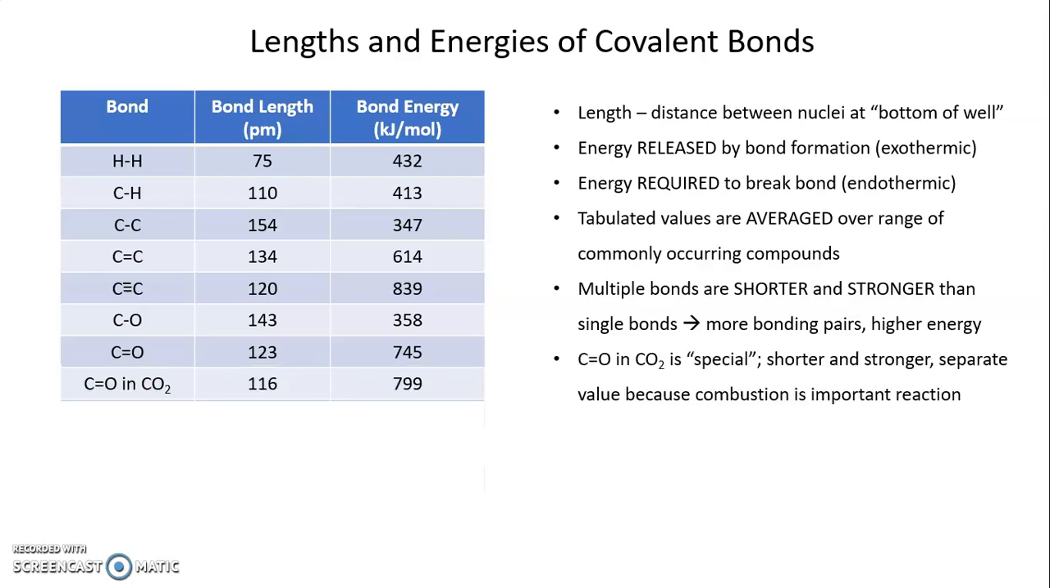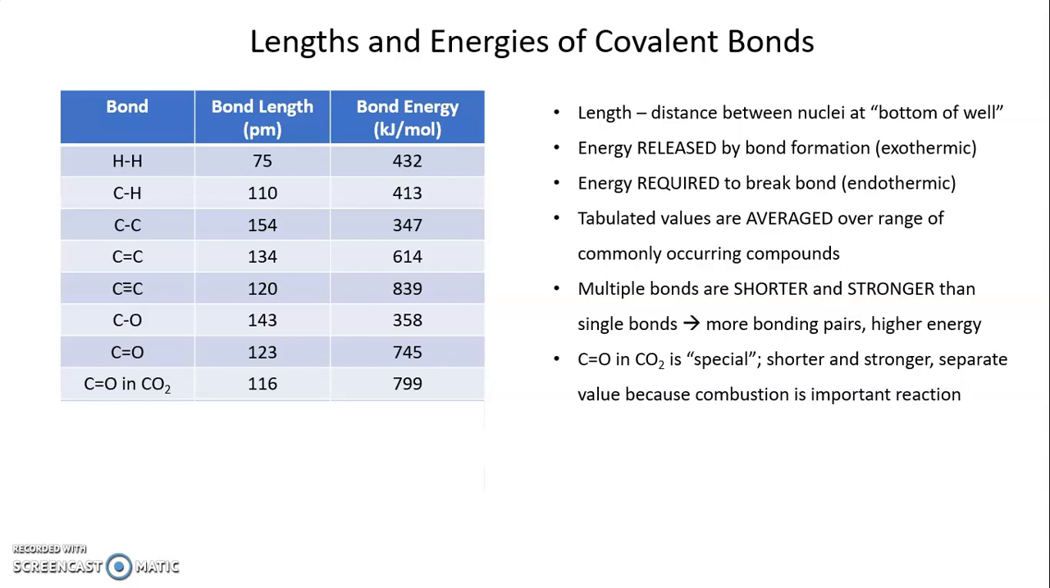And the best example of that is carbon dioxide. The C=O double bond in CO2 is shorter and stronger than the C=O double bonds that you find in organic molecules, and so we keep track of it separately. We basically say that that's so important.